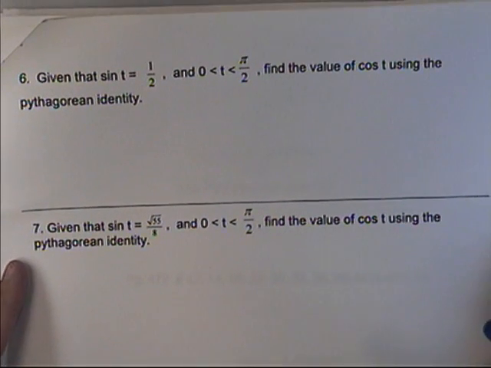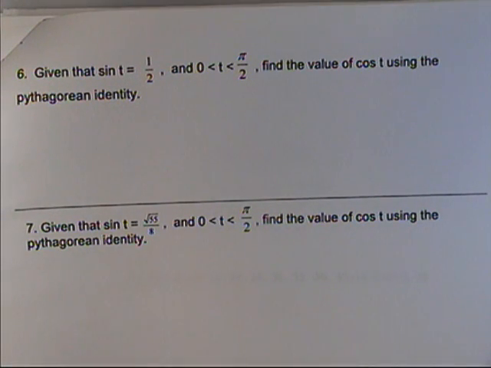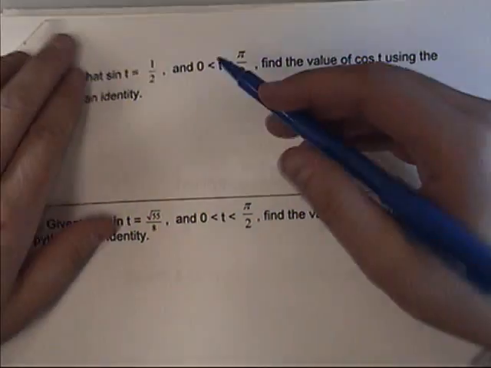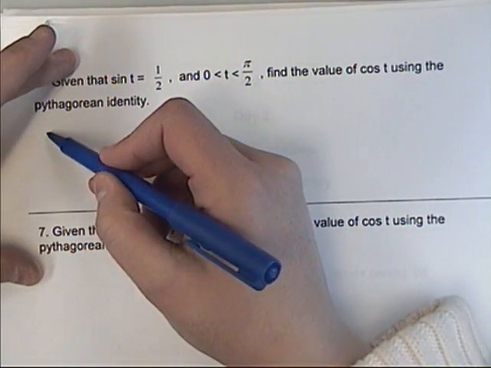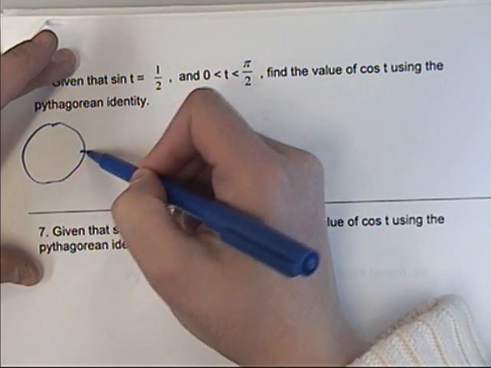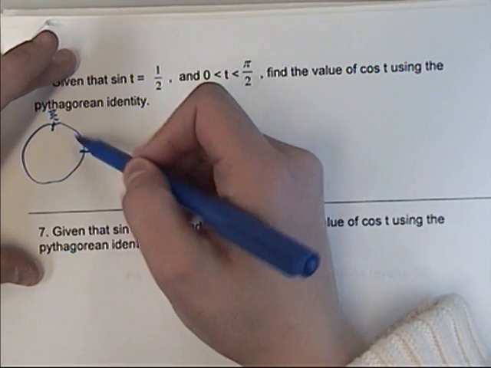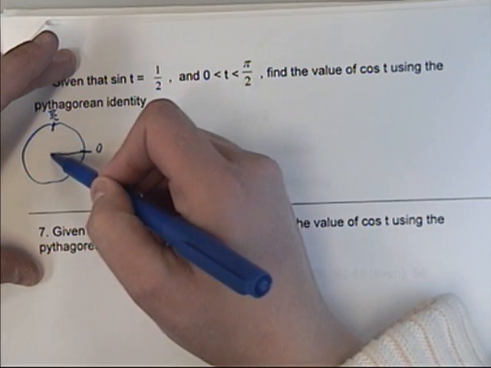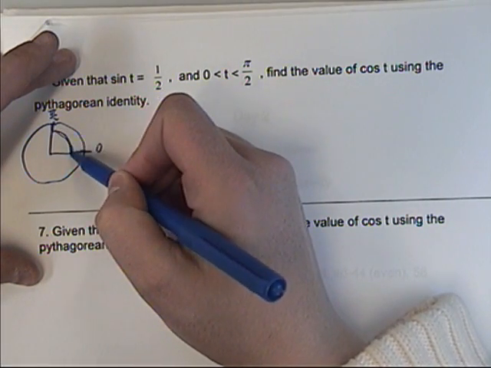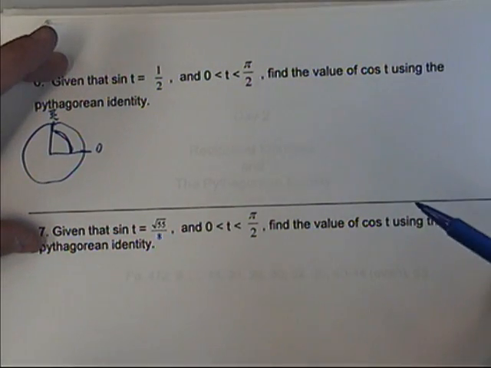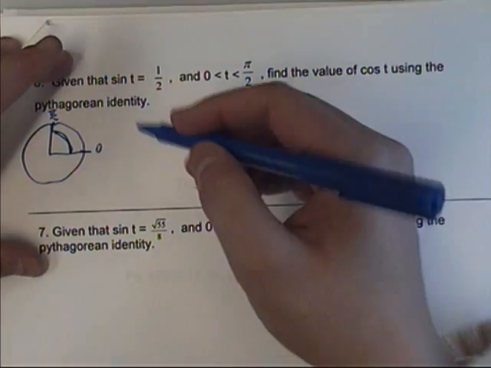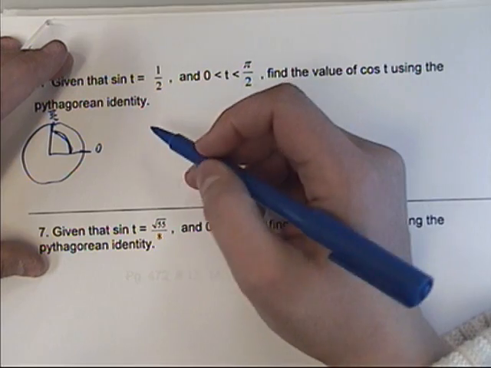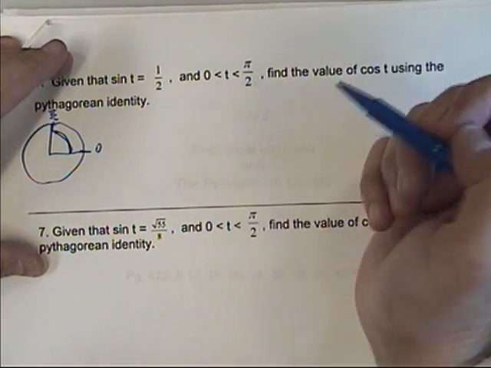Well, first of all, we have to figure out what quadrant we're in. So if I have an angle T that's between 0 and pi over 2, that means on the circle, here's 0 and here's pi over 2. So I'm somewhere in this range right here in the first quadrant, okay? Now, if the sine of that triangle is 1/2, I'm just going to draw a first quadrant triangle.